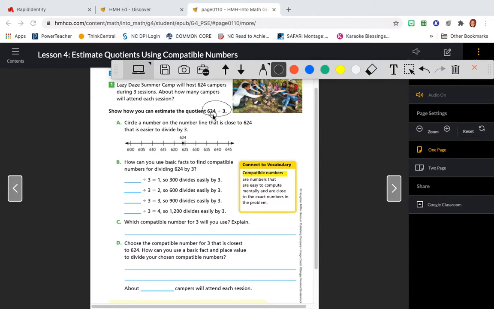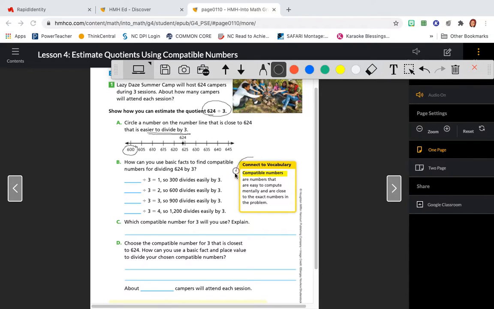A says circle a number on the number line that is close to 624 that is easier to divide by 3. So we want to find a number that's easy to divide by 3, and it's got to be close. So I'm going to round 624, and I'm going to see that 600 is probably going to be the easiest one to divide by 3. Well, let's look at B. It says, how can you use basic facts to find compatible numbers for dividing 624 by 3?